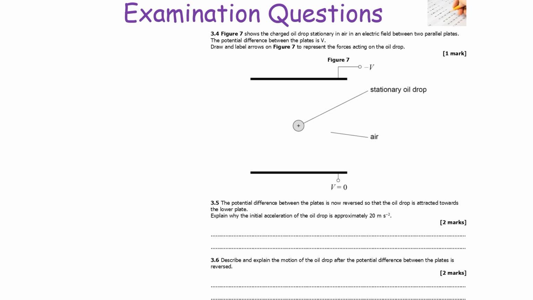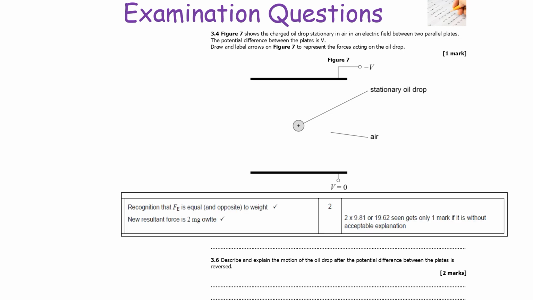Now the next question indicates to us, why is the initial acceleration of the oil drop approximately 20 meters per second squared? Well, that's because in the previous question we said that the two forces were in equilibrium and that the electrical force counteracted the weight of our oil drop. Now the acceleration due to gravity, which is linked into our weight for our oil drop, is about 9.81 because it's on Earth. That tells us that the force produced by this acceleration must be equal to the electrical force produced, because it's stationary in the air.